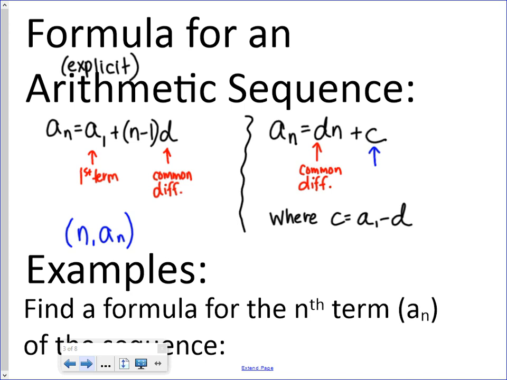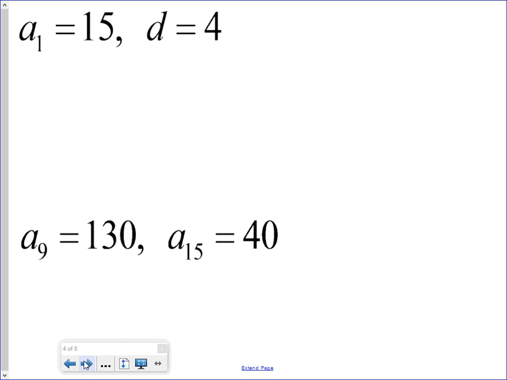Now I've got directions here at the bottom of the screen saying we're going to find a formula for the nth term, a sub n, of the following sequences, and those are going to be on my next slide. So you can kind of fill in with me as I work. We're going to start with a sub 1 equals 15 and d equals 4. Okay, so I'm given the first term and I'm given the value of d, or the common difference.